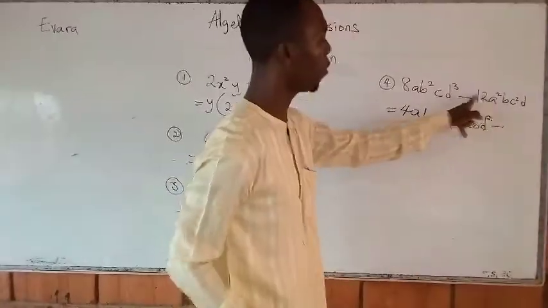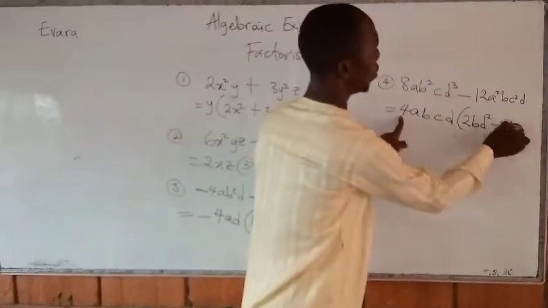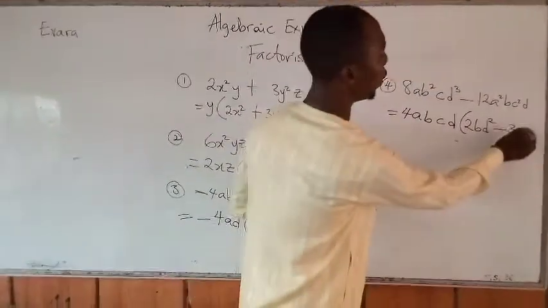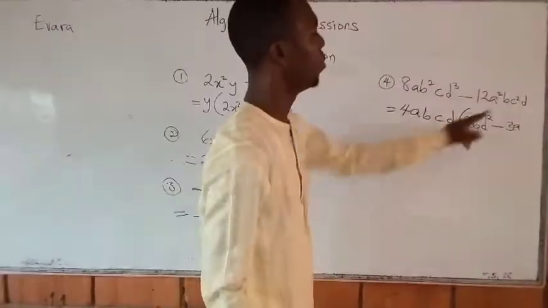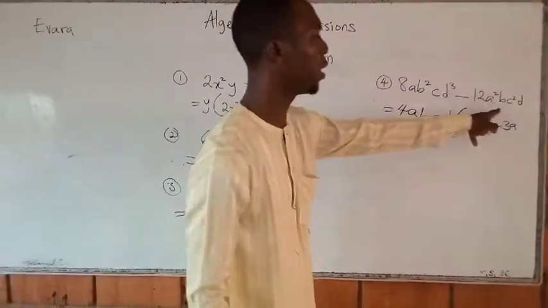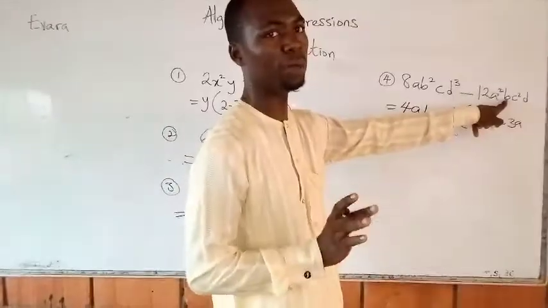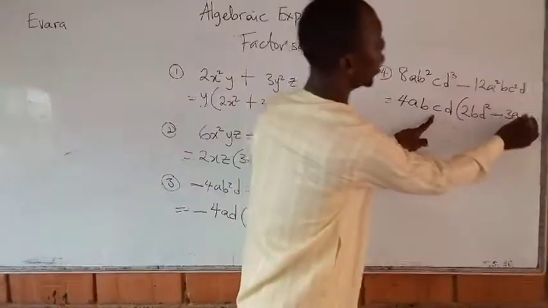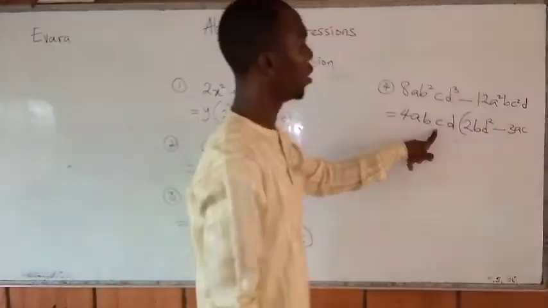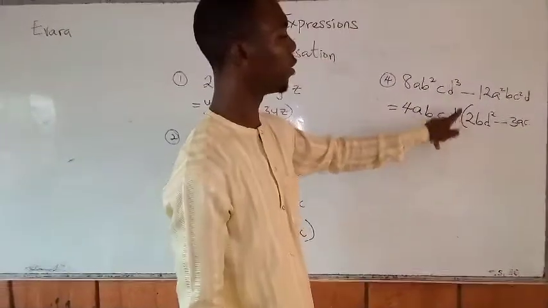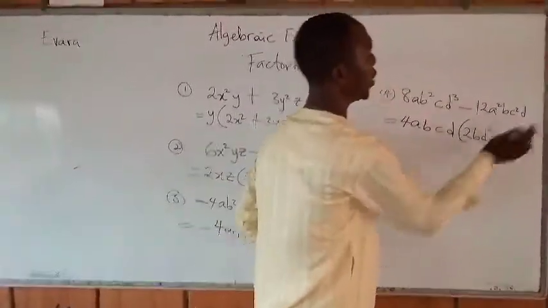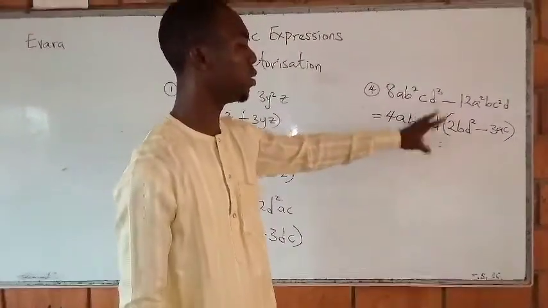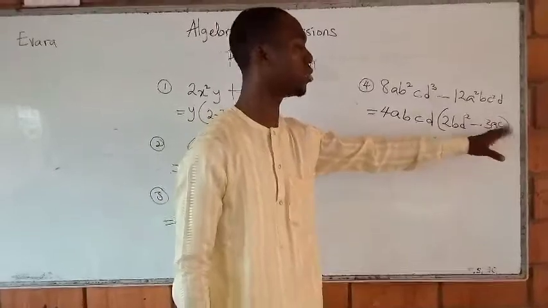Minus 12 divided by 4 is 3. This is A. That is 1 out of these 2. So we are left with another 1 here. B. 1 is already outside, and this is 1 raised to power 1. So we won't write B again. C squared. This is 1C. So we'll be left with another C. D is raised to power 1, and D here is also raised to power 1. So that means there won't be another D in the bracket. So we have 4ABCD bracket 2BD squared minus 3AC.